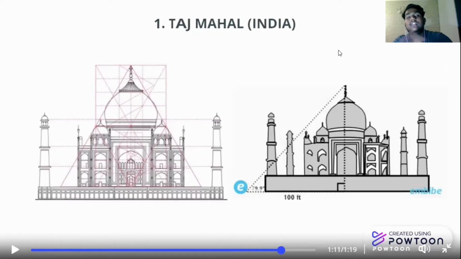As you can see on the left side, they use the blueprint of the Taj Mahal, and it consists of triangles. So it tells us that triangles and trigonometry help us build constructions very easily. Most engineers use triangles and trigonometry formulas in their blueprints so that they can find the actual length between two spaces.